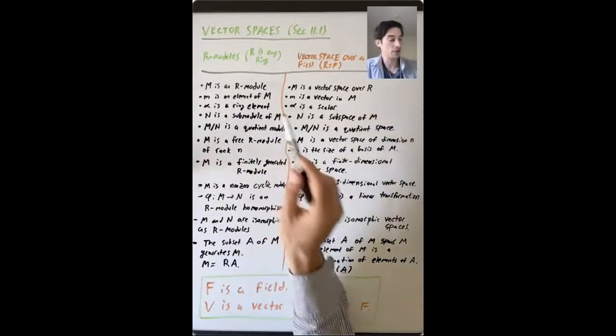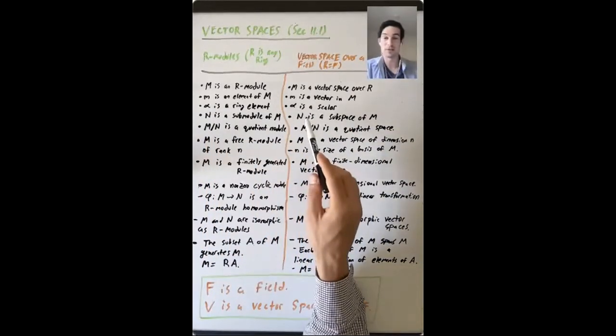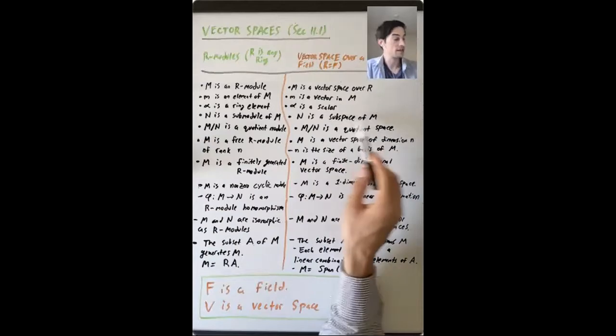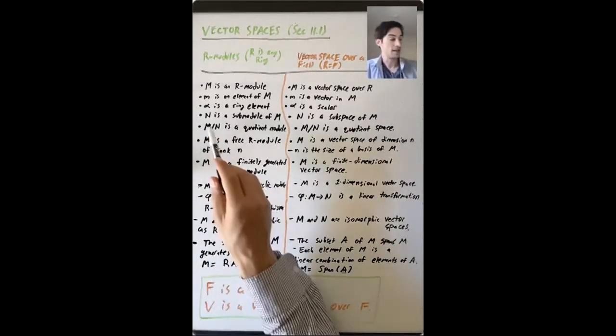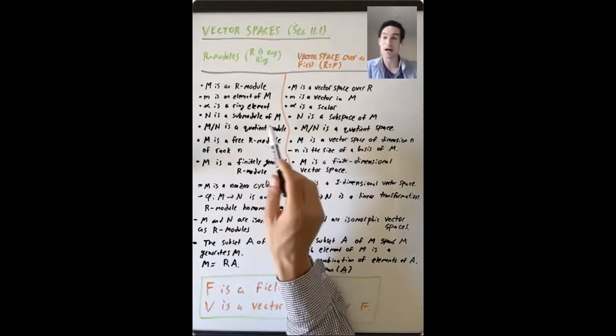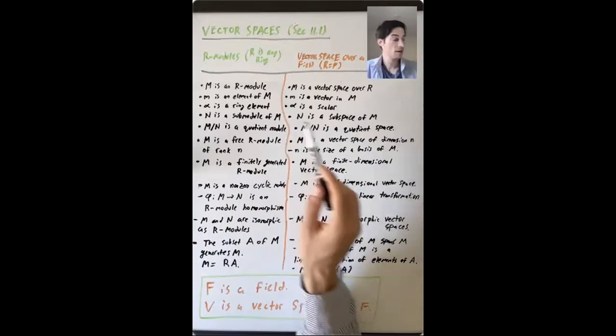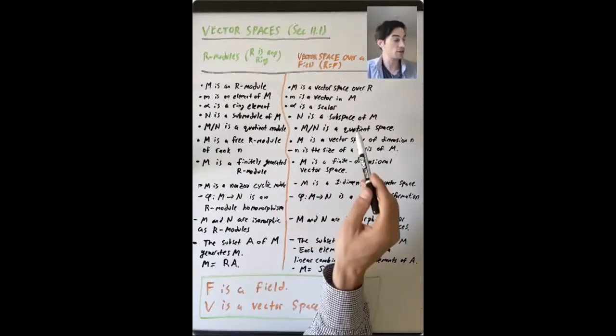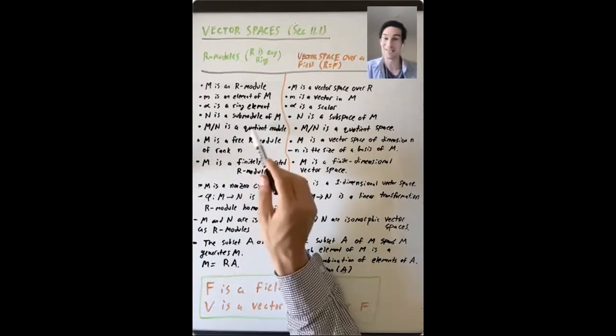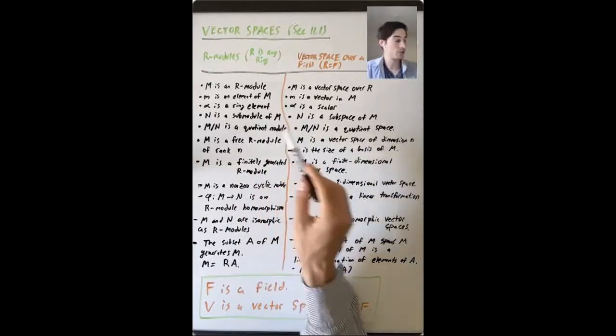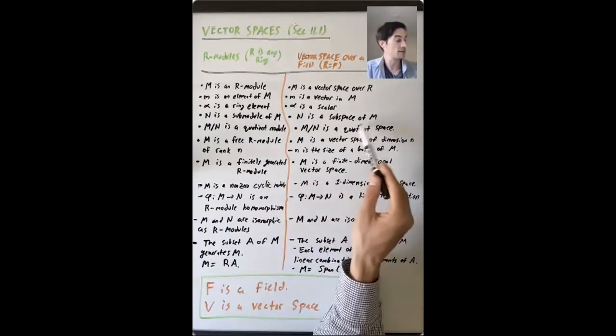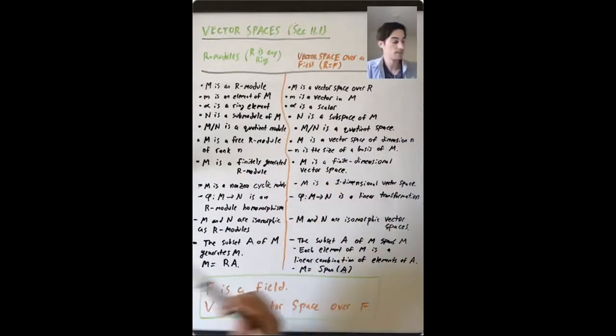N being a submodule of M, well, for vector spaces, we instead use the term subspace. We can take the quotient of two R modules and get a quotient module. We can take the quotient of two vector spaces for the same reason: the quotient of R modules is an R module itself, so the quotient of vector spaces is also a vector space.